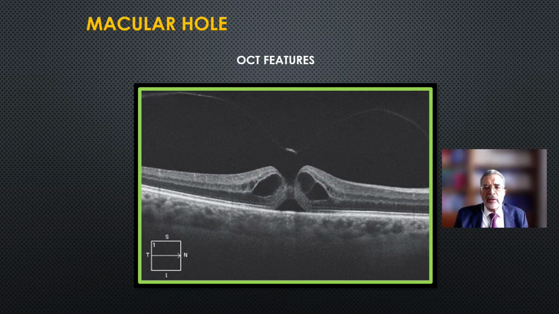OCT features of macular holes include a cuff of subretinal fluid that may be seen around the defect in the retina. The vitreous may be attached to the hole with vitreomacular traction, or there may be an operculum seen in the posterior vitreous on OCT scanning. Here is the operculum that is floating in front of the macular hole.